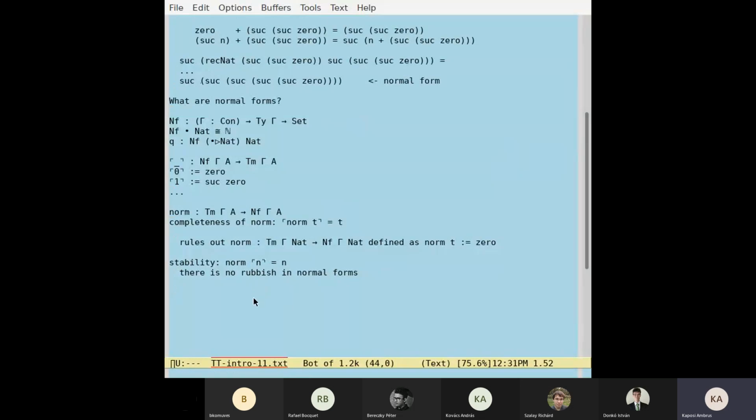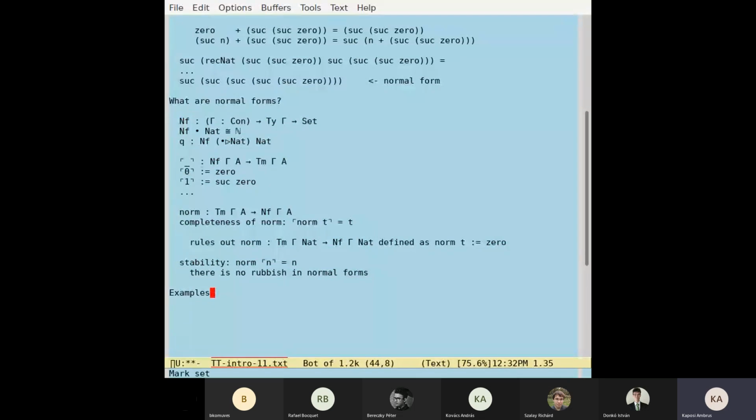And so before saying what normal forms are for type theory, I want to show some simpler examples of theories with normal forms. So, examples of normal forms for simpler theories.